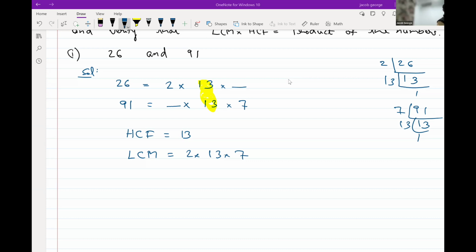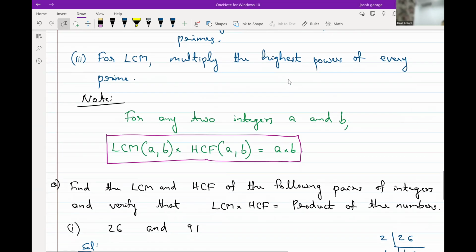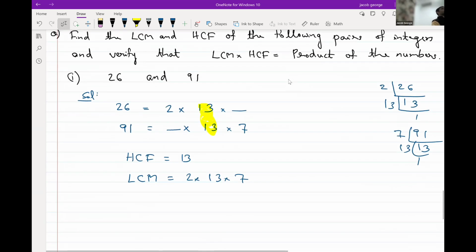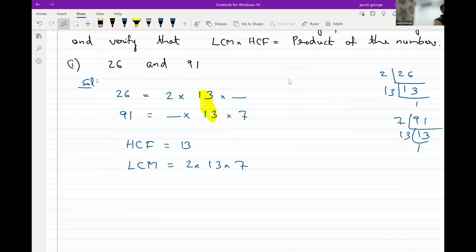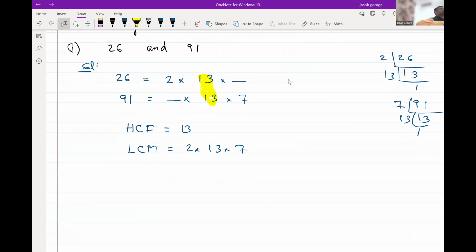LCM. Now we understood the meaning of the last sentence. For LCM, multiply the highest powers of every prime. Whether it is common or not, every prime we have to take, and the highest power. Now everybody understood how to arrange the numbers and how to take the LCM and HCF. Is it perfect? Now you please multiply this one and tell me.